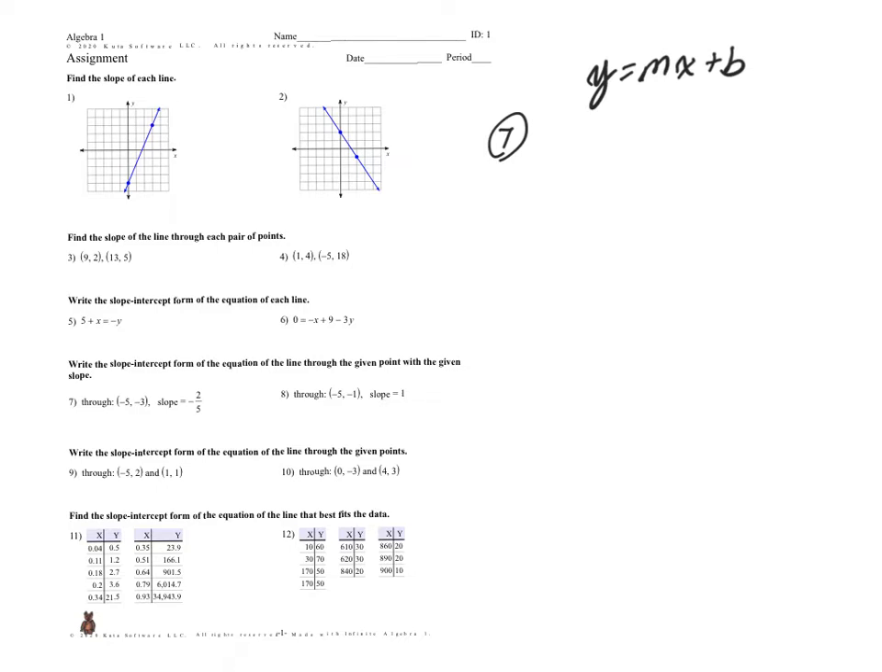which is what they've done over here, or what they do is give us 2 points, which is what they're doing for the next section there, where you've got to find the slope first and then plug it in. Well, we're going to start with the point and slope first because that's what we're working with.